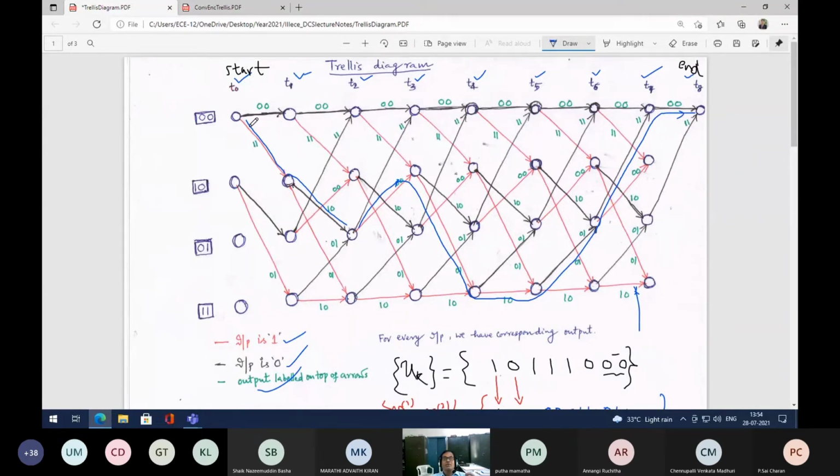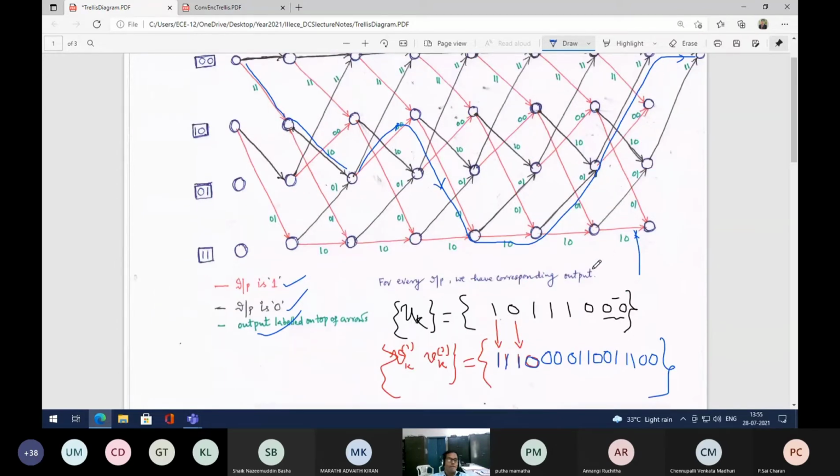So see that 1 0 1 1 1 0 0 0. For this kind of input, this is my corresponding output. Very simple. So the Trellis diagram will give you beautiful insight. Directly you can take the output from this. Is it clear, all of you? Yes, sir.